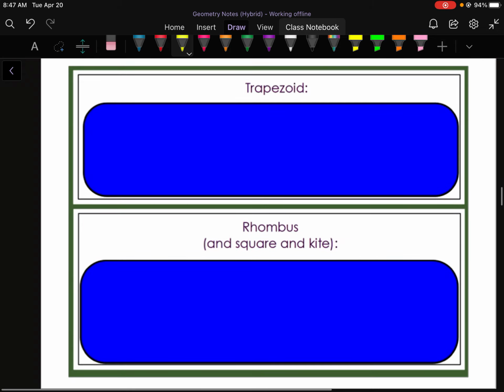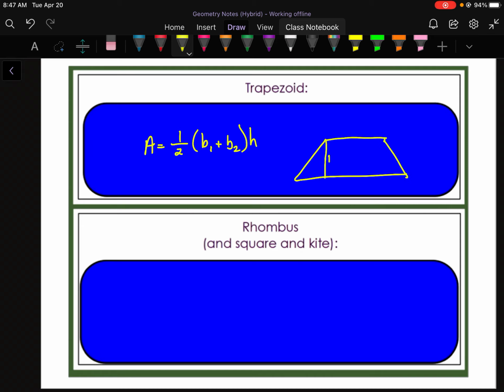A trapezoid, probably the most work required here. Area equals 1/2, and then we're going to take base 1 plus base 2 times our height. So if we're drawing our trapezoid, our height again is that vertical distance. I'll call the top base 1, the bottom base 2 would be the whole distance here. That's the key.